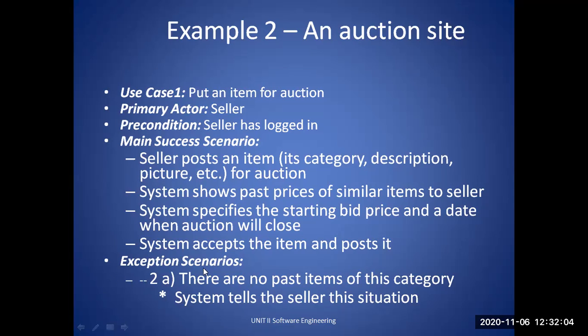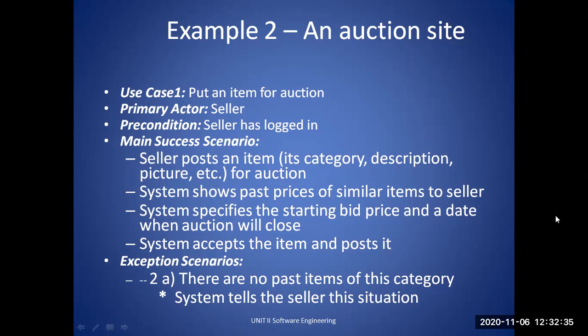Next, exception scenarios. So what happens? While we are discussing the main success scenarios, there are some exceptions to be considered. That is, there are no past items of this category, and the system tells the seller this situation. So when you are trying to post a particular item, if there is no previous item of a similar kind, then the system will inform the seller regarding this issue.